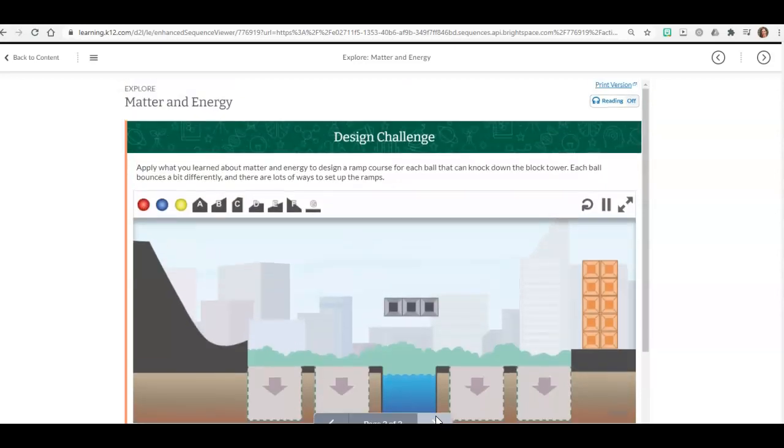All right, so take a look at this design challenge. Apply what you've learned about matter and energy, and design a ramp course for each ball that can knock down the block or the tower. Each ball bounces a bit differently, and there are lots of ways you can set up your ramps. So this is a fun activity for you to go through and play with and learn a little bit, just testing your knowledge on what we've talked about to see what happens in the different courses you've set up.